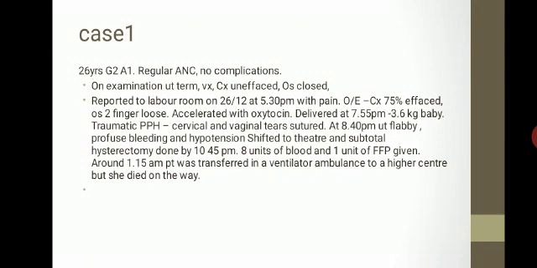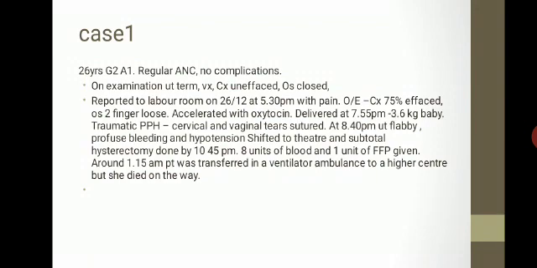So we will be first dealing with the case. She is a 26-year-old G2, second gravida with first abortion. She was on regular antenatal checkup with no other complications during the antenatal period, and she came with pain, and on examination the uterus was firm, cervix was uneffaced and was closed.